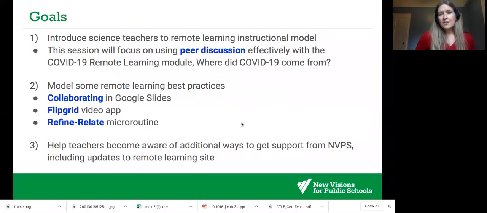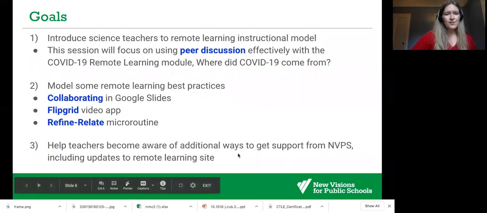As I mentioned, our main goal today is really focusing in on peer discussion in a remote environment. We're also going to model three different ways in which you can do that. One is collaborating in Google Slides. We're going to practice with Flipgrid. And we're also going to experience a refine, relate micro routine in just a moment, another way to engage your students in peer-to-peer discussion. And we're of course going to help you become aware of other ways that we can support you in upcoming webinars and resources.